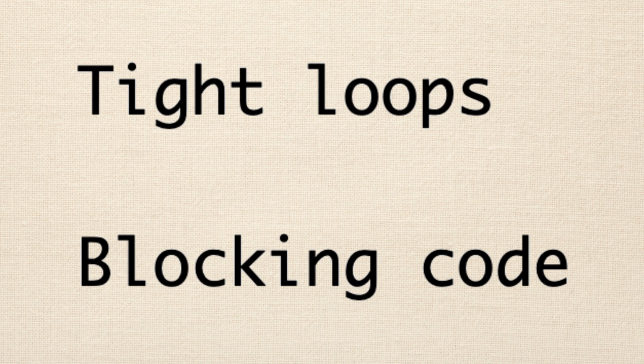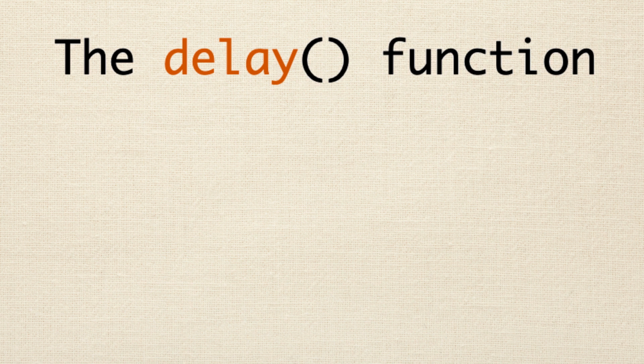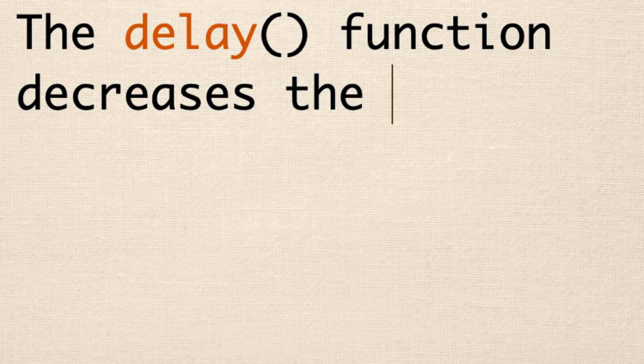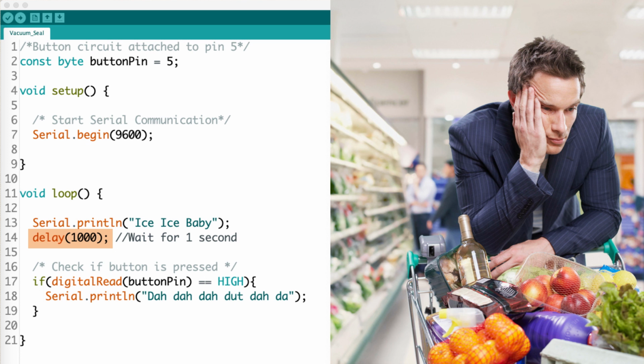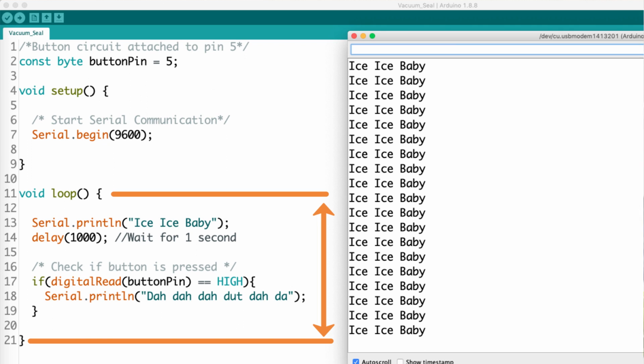Okay, so we've talked about tight loops, and we've talked about code that blocks or blocking code. Now I want to take a moment and just talk a little bit more about this delay function. What have we established so far? First, we've said that the delay function decreases the tightness of a loop. So if you've got a tight loop and you add the delay function, it's going to make it less of a tight loop. That is, the amount of time it takes to get from the start of the loop to the bottom is going to increase with the delay function.